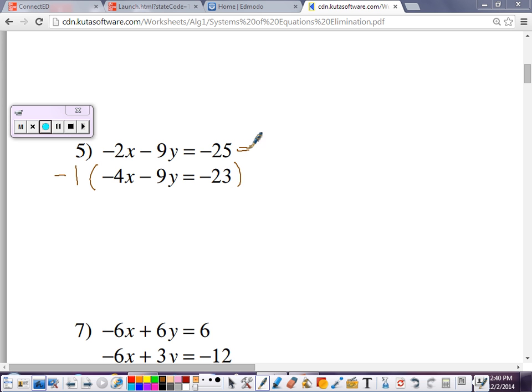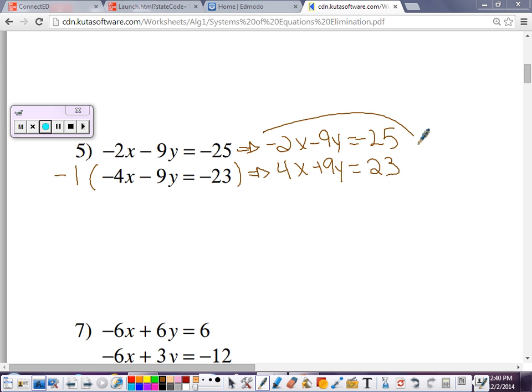So I'll rewrite the first equation, and that stays the same: negative 2x minus 9y equals negative 25. I'll multiply everything by negative 1, which changes all my signs. So now I'll end up with 4x plus 9y equals 23. I'm going to add both equations together. I'll add the x's first, then the y's, and then my answers. Negative 2 plus 4 is positive 2x. Negative 9 plus 9 is 0. The equal sign just drops down. Negative 25 plus 23 is negative 2.